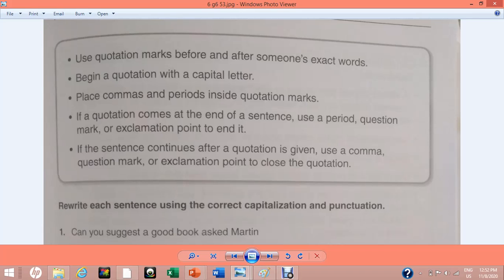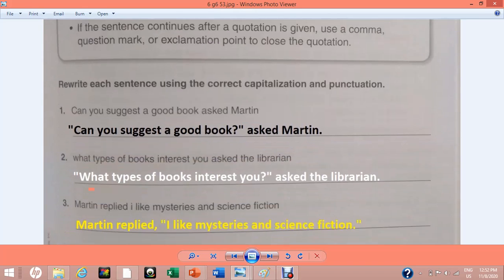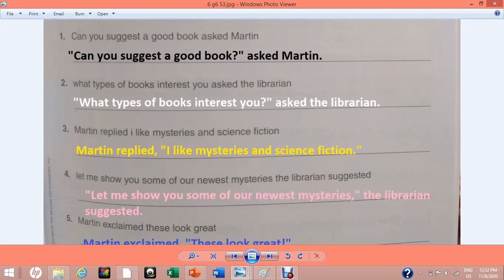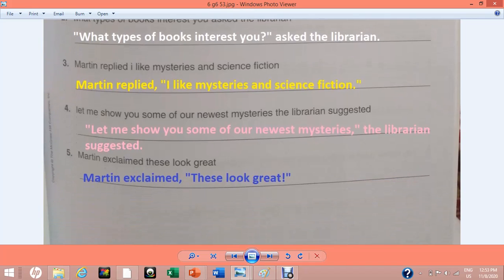If the sentence continues after a quotation is given, use a comma, question mark, or exclamation point to close the quotation. Number 4, let me show you some of our newest mysteries, the librarian suggested. Now you can write the sentence as I have written, in keeping in view the order of the words and the rules of punctuation. Number 5, Martin exclaimed, comma, space, quotation marks will start the sentence. These look great. Now there will be a sign of exclamation.